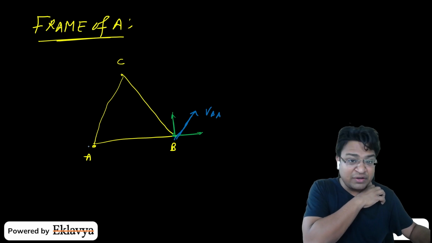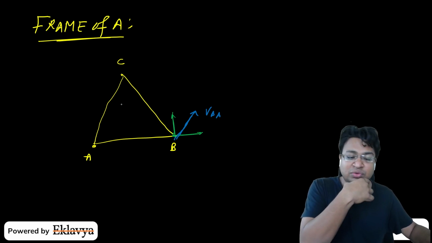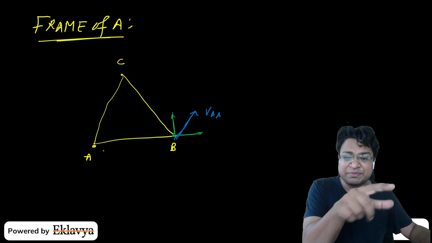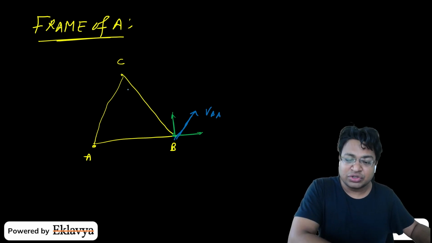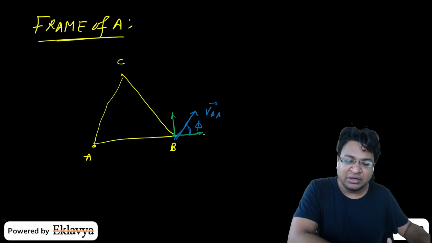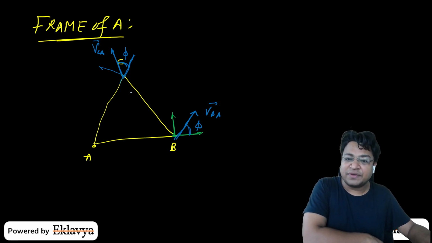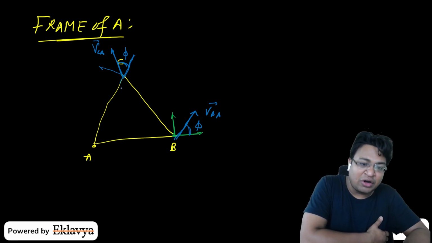Now, correspondingly, the velocity of C. Keep in mind that in this frame, A will always be at rest. For these particles to continue to constitute a triangle, whatever angle the velocity of B as seen by A makes with the line AB, the same should happen with VCA. That means the velocity of C with respect to A has to make the same angle with line AC, because if it does not, the shape will not remain triangular.